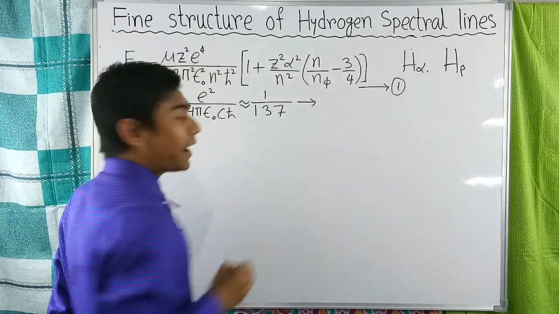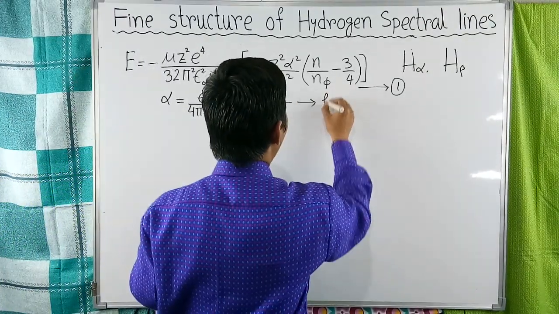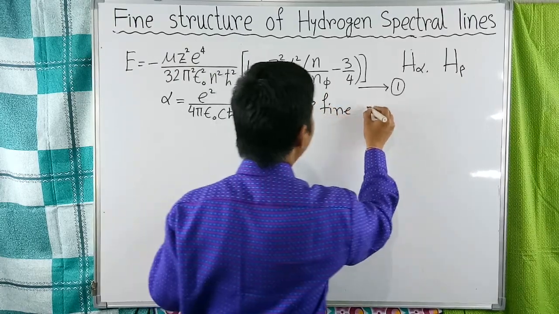Alpha is called the fine structure constant.